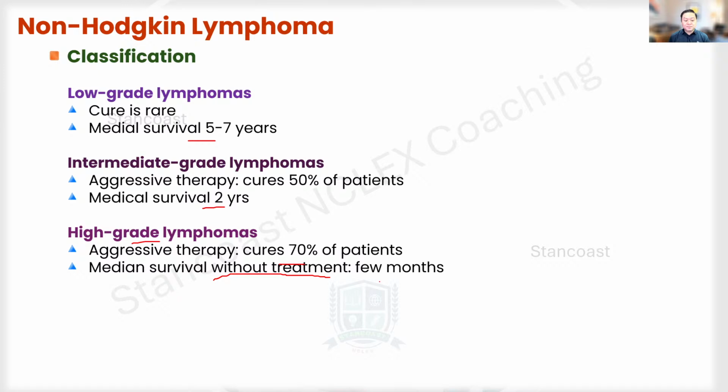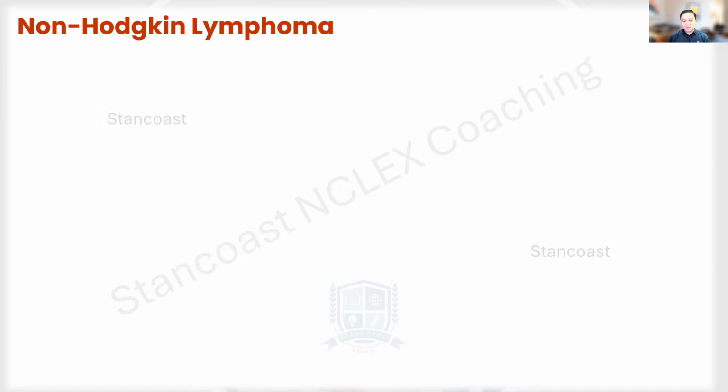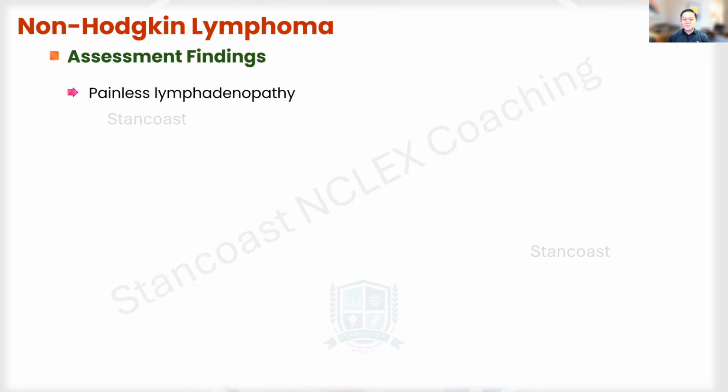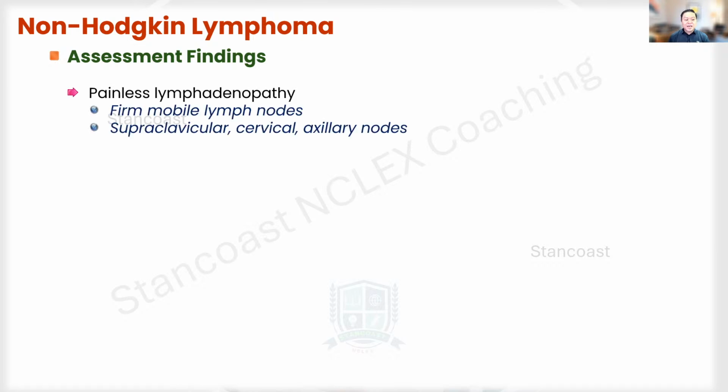So this is the most severe form of the NHL. Now, as we're going to talk about the different assessment findings, again, the person will probably just report, "Hey, I have this kind of growth in my neck area. It's not painful, and it is firm. It's mobile." And this can pretty much affect those lymph nodes somewhere in the supraclavicular area, or could be the cervical or the axillary lymph nodes. And again, it will also affect one region to the next.